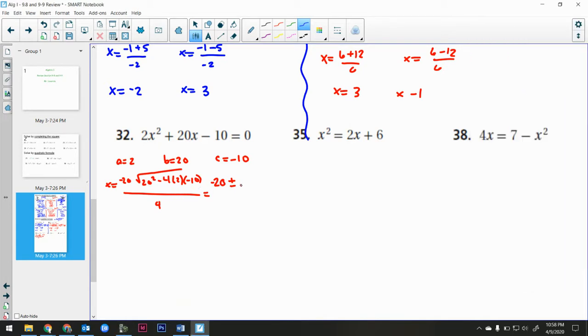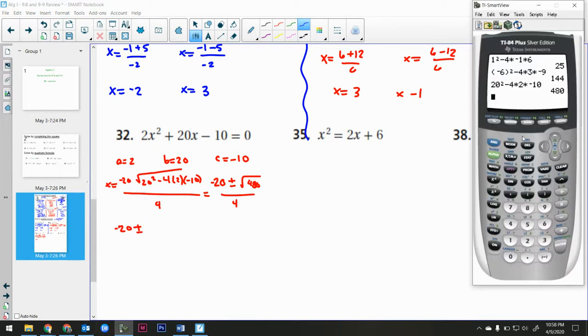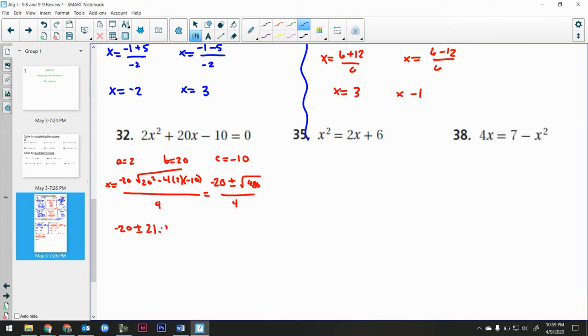480, all divided by 4. So that means I've got a negative 20 plus or minus the square root of 480. Square root of 480 might come out as a decimal. 21.9. Yeah, it does. All divided by 4. The homework may say write it as a square root and a decimal. Just do the decimal. I'm not really focused on the square root part of it.